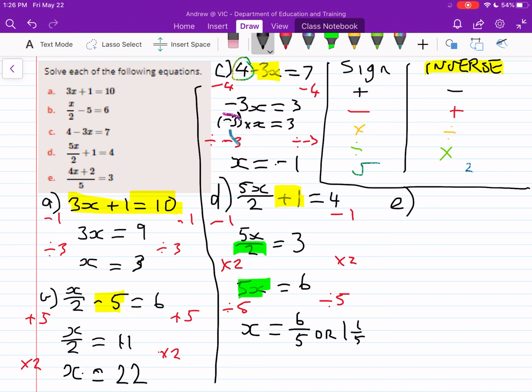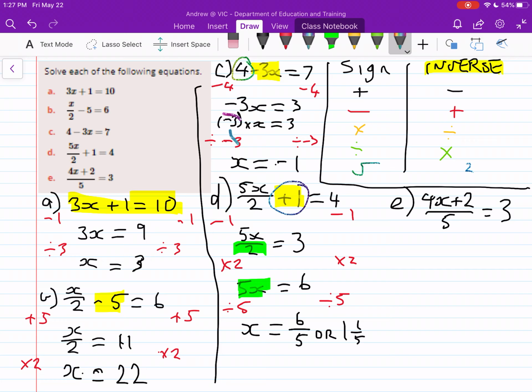Okay? Lastly, we have our 4x plus 2 on the top over 5 is equal to 3. Alright, so let's look again. What's furthest away from our x term? What's the easiest thing to get rid of? In these last examples, we got rid of this plus 1, but you can see that's completely separated from the x. Here, the plus 2 is right next to the x in the same fraction.